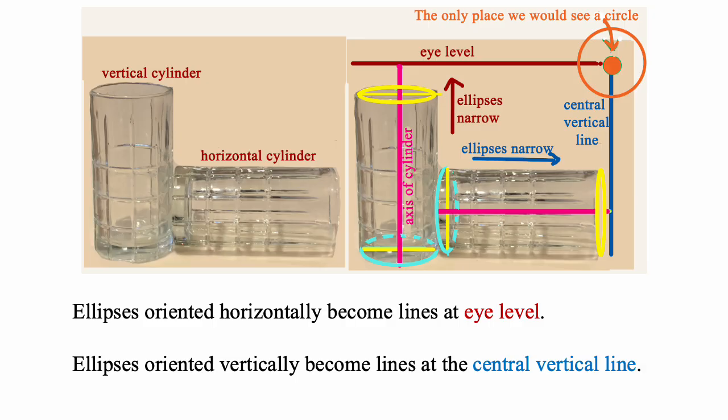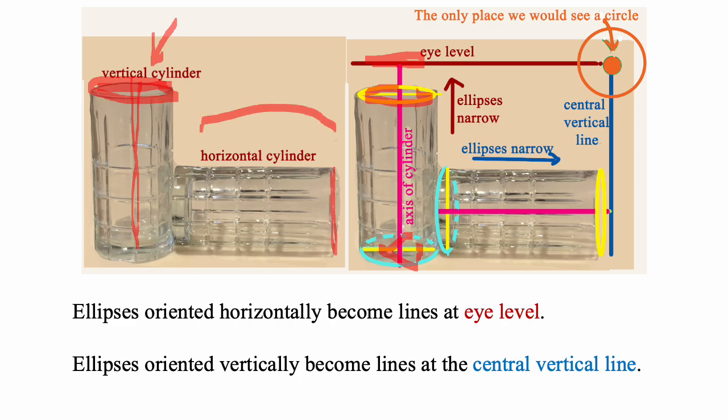We usually see vertical cylinders from a bird's eye view, so their ellipses are horizontal, meaning that their major axis is horizontal, and the minor axis is contiguous with the axis of the cylinder. The top ellipse is narrower than the base because it's closer to eye level, and at eye level, the ellipse is a line. For a horizontal cylinder, the ellipses are vertical, meaning the major axis is vertical, and the minor axis is still contiguous with the axis of the cylinder. The ellipses narrow as they get closer to the central vertical line.